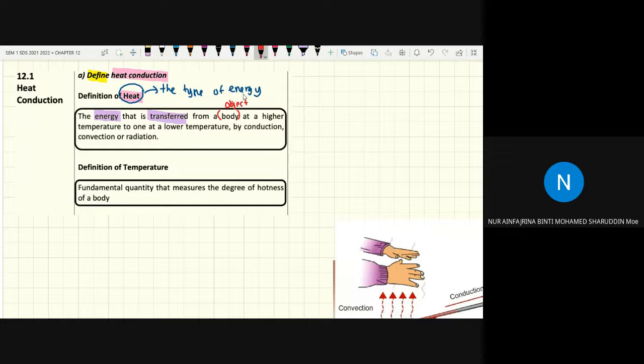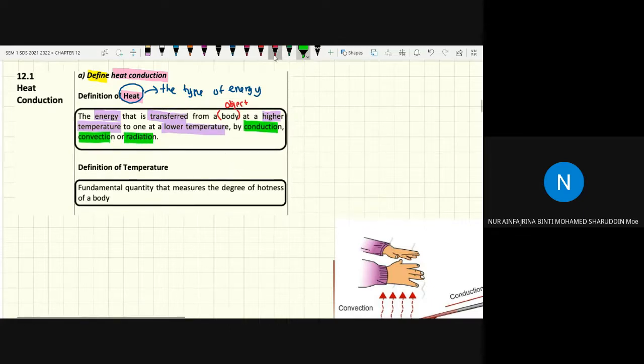At a higher temperature to a lower temperature. Maksudnya, heat is an energy yang akan transfer daripada objek, from the object, a higher temperature to a lower temperature. So dia bukan daripada lower to higher temperature, but it is from higher to lower temperature by conduction. Ada 3 proses dia: conduction, convection and radiation.